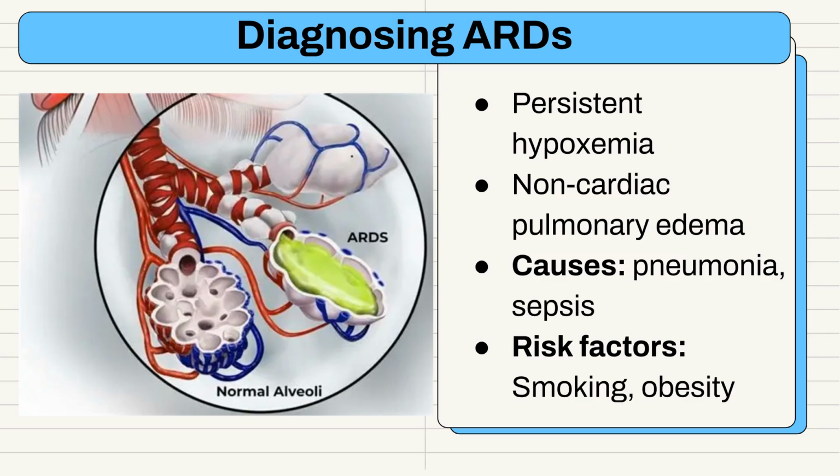In children, respiratory failure often stems from congenital heart disease, infections, or airway obstructions. For NCLEX, know that ARDS presents with persistent hypoxemia even on 100% oxygen, non-cardiac pulmonary edema, and decreased lung compliance. Always connect symptoms to pathophysiology for a solid diagnosis.